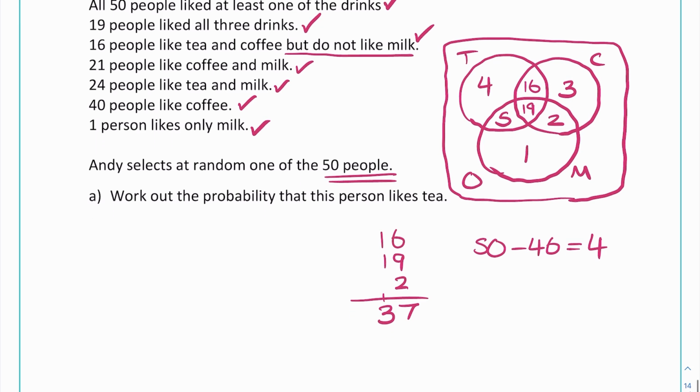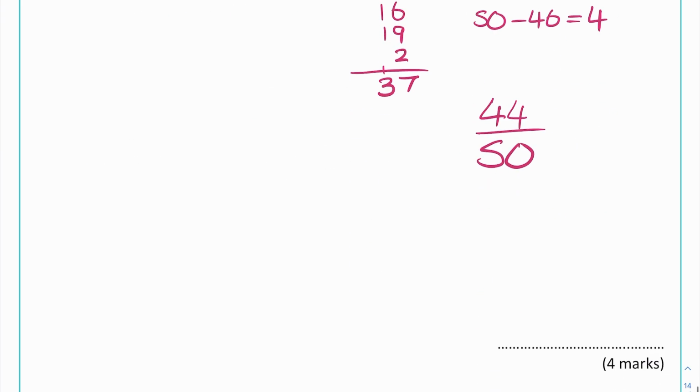Let's see if we can answer the question. So work out the probability this person likes tea out of the 50 people that we are choosing from. So if we're choosing out of 50 people, we know the probability is going to be out of 50. We just need to put on the top how many of them like tea. So if I add them all together, we've got 5 plus 19, which is 24, plus the 16, which is 40, plus these 4, that is 44. So 44 people like tea out of the 50, and there we go, lots of marks for that one, so 44 over 50.